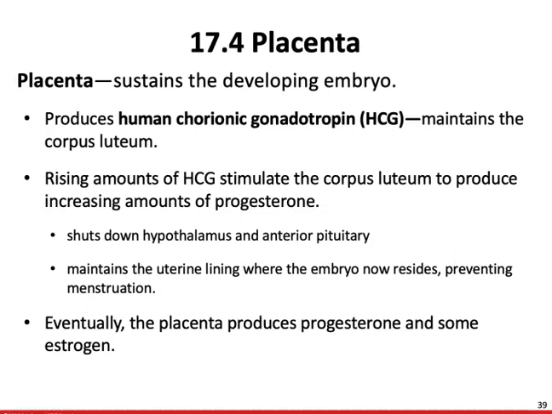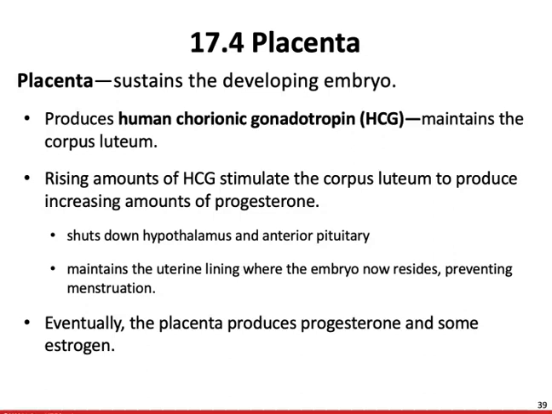So a placenta is going to form to start sustaining that developing embryo. It's going to originate from both maternal and fetal tissues. This is going to be where the exchange between the fetal and maternal blood occurs. This is going to be responsible for producing human chorionic gonadotropin, or that HCG. This is going to help maintain the corpus luteum. So when you're taking a pregnancy test, what the pregnancy test is looking for is detecting that HCG in the blood or urine.